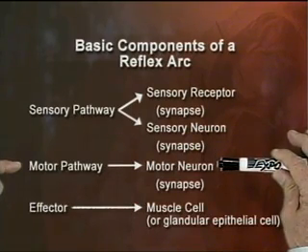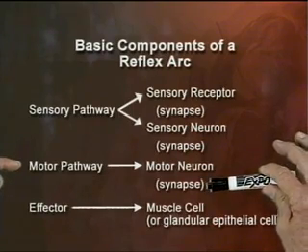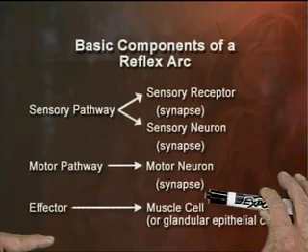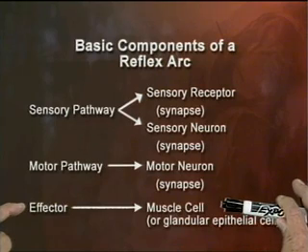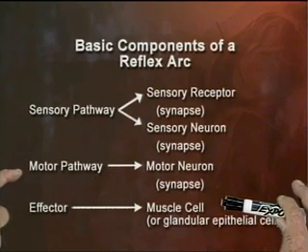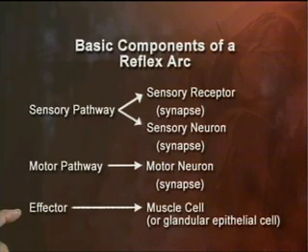The motor neuron is going to carry that impulse out of the brain or spinal cord, and when it gets out of the brain or spinal cord, it's going to synapse with muscle cells that are involved in the actual effector down here. And so we're going to get some kind of a movement in response. So the three components are the sensory pathway, the motor pathway, and then the actual effector that does something.